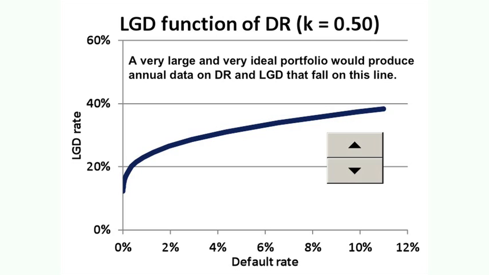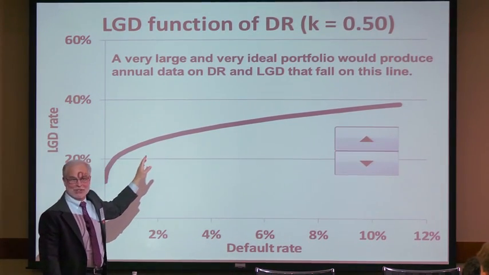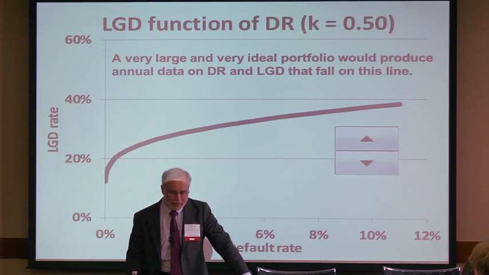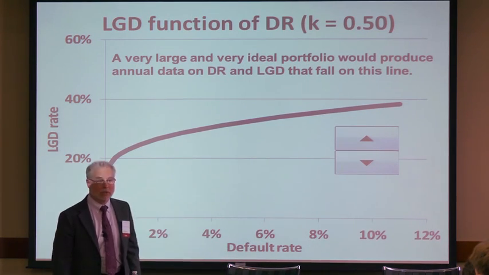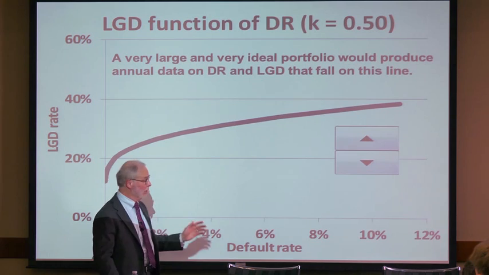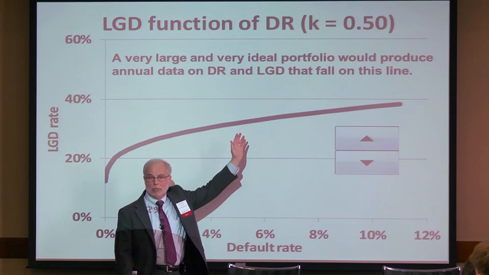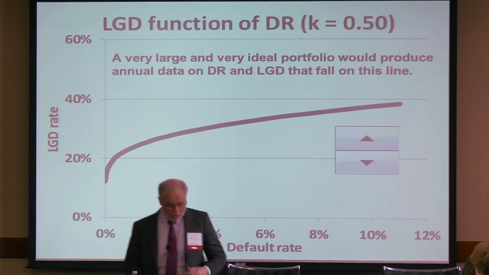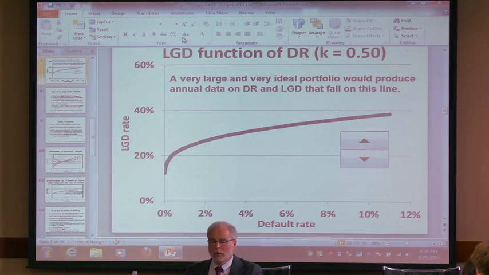If you have a big portfolio, very big, and if it's ideal, then it'll produce data along a line that has that shape. And what shape is it? Well, it slopes up. That's the first thing to observe here. If the default rate is elevated, the LGD rate is also going to go up if you're on the blue line. And I wanted to show you my skill with a PowerPoint presentation here, because this is pretty cool. I click into this, something happens.